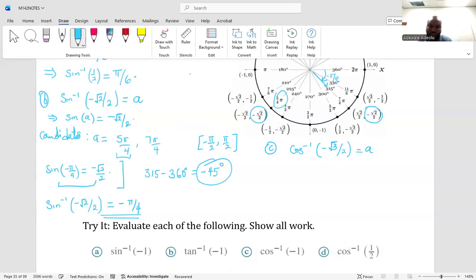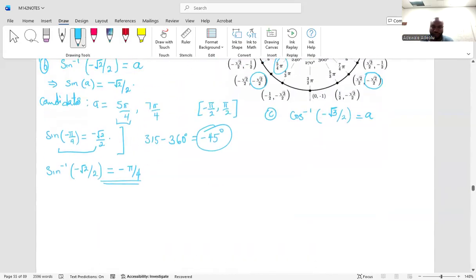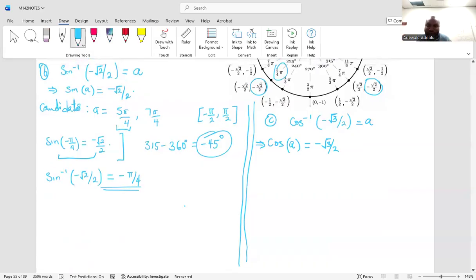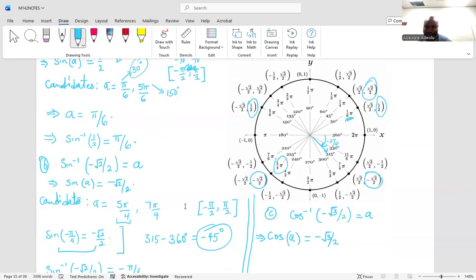Again, I will call it A. We do the same thing we have been doing. This implies that I'm looking for cosine of some angle that I call A, such that the ratio is negative root 3 over 2. That is what it means. Now, if we go back to our dear friend, the unit circle, let us do some cleaning up so that we can see very well.